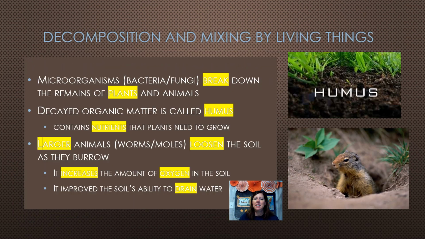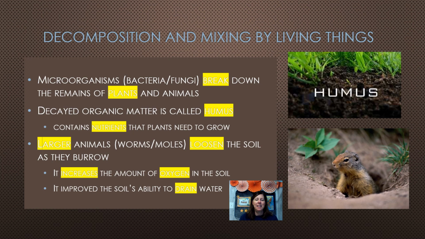All right, so let's talk about decomposition and mixing by living things. So we have a lot of microorganisms in our soil. Just to give you an idea, if you took 1 spoonful of soil, there would be about 1 million microorganisms in that. So we have a ton of them. And those little tiny microscopic bacteria and fungi, they break down the remains of dead plants and animals. And those are actually what help keep our soil fertile. And that decayed organic matter is called humus, and that is what farmers love.